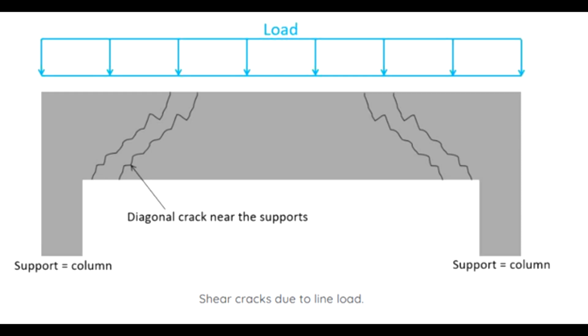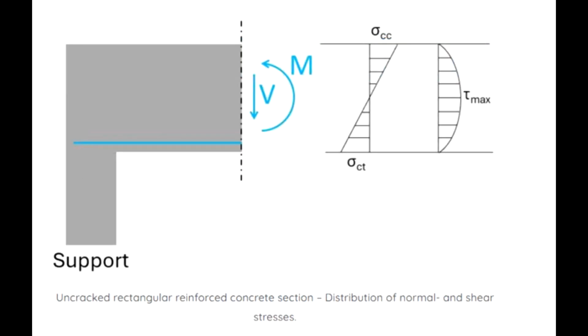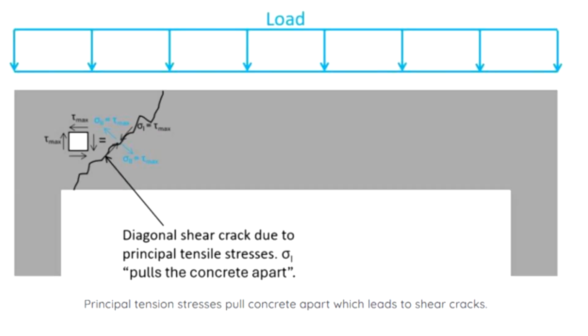This line load leads to a bending moment and a shear force when we cut the beam close to the supports. The bending moment leads to normal stresses with compression in the top and tension in the bottom, while the shear force V leads to a shear stress distribution which is zero at the outermost fibers and has its maximum value tau max at the centroid of the cross-section. The shear stress tau max at the centroid is equal to the principal stresses. You might have already seen now why we get the diagonal cracks. The principal tension stresses sigma I basically pull the concrete apart.